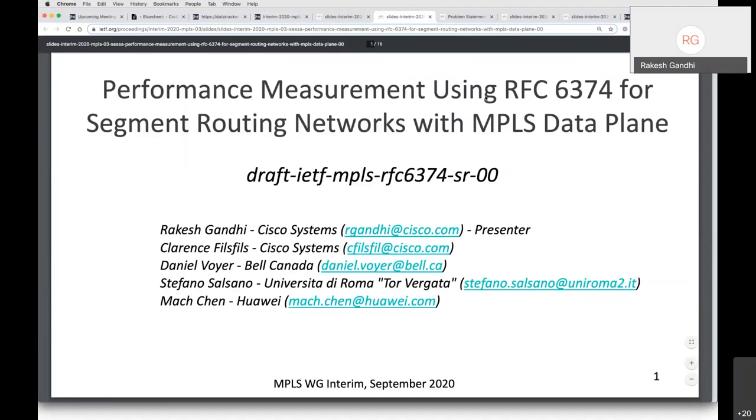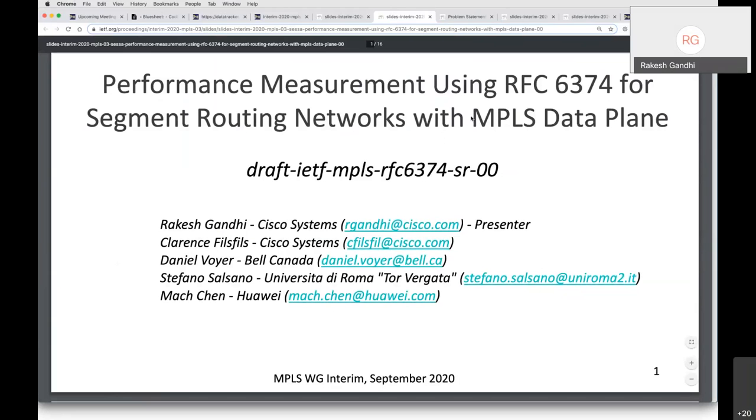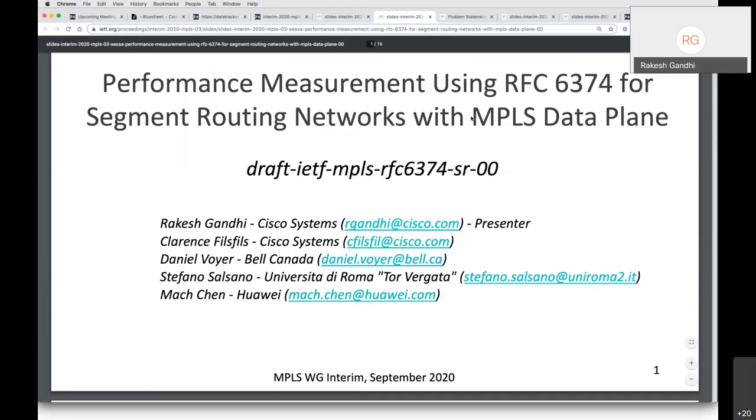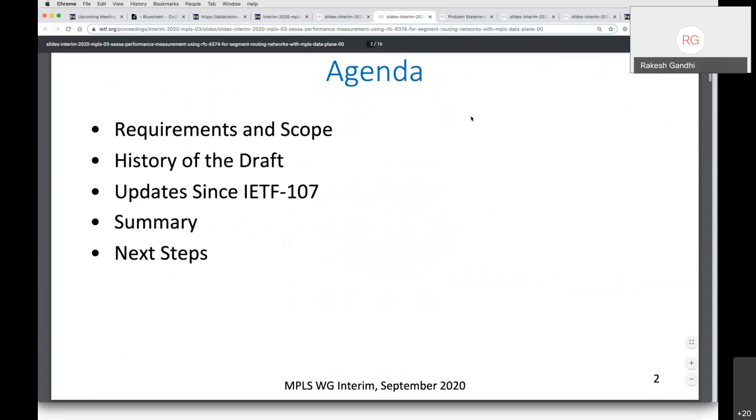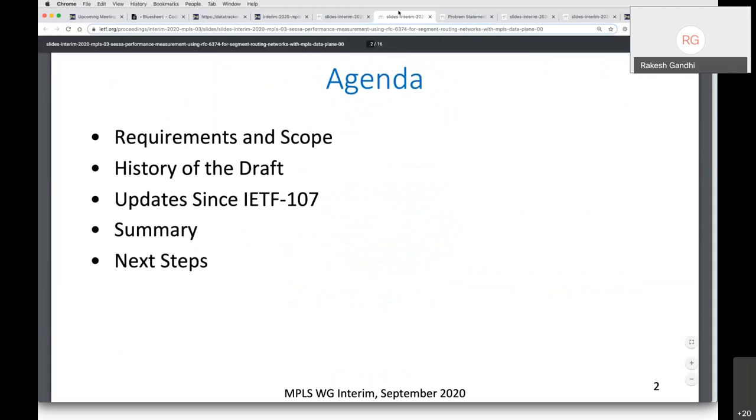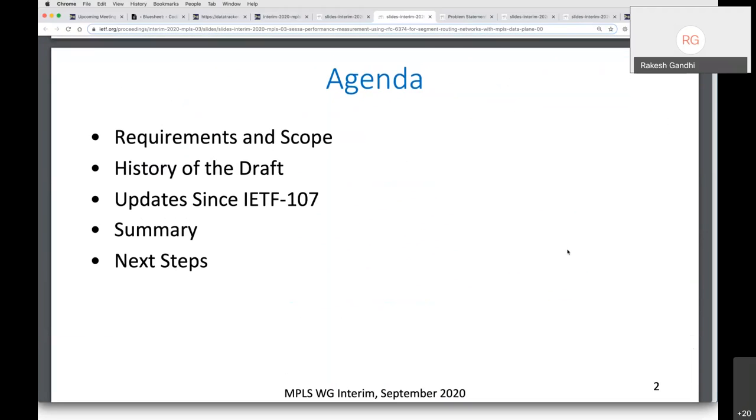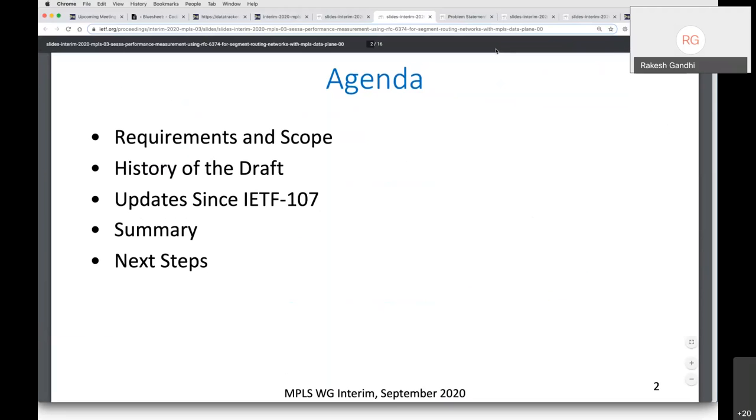So again, Rakesh Gandhi from Cisco presenting a draft on PM using RFC 6374 for SR MPLS networks on behalf of the authors listed on this slide. And next slide, please. So the agenda: requirement and scope of this draft, the history of the draft, it's been around for some time, the updates that we made since we presented a couple of IETFs ago, and the summary and next steps. Next slide, please.